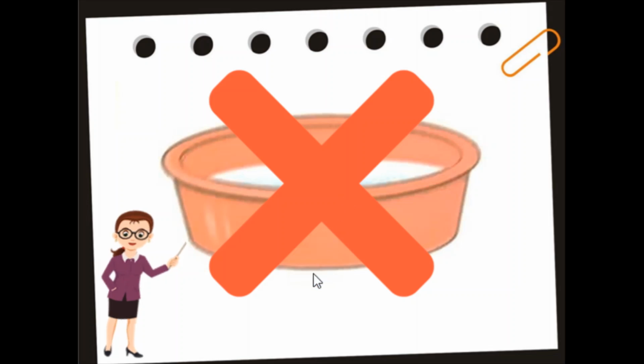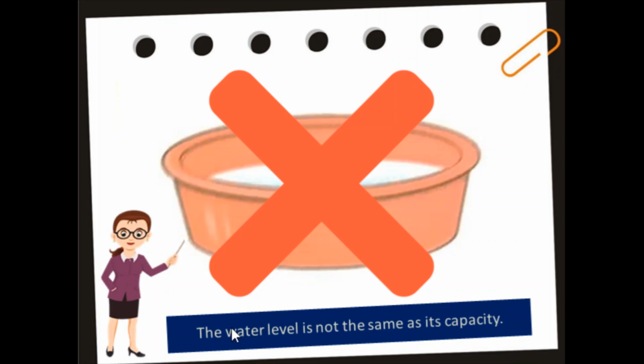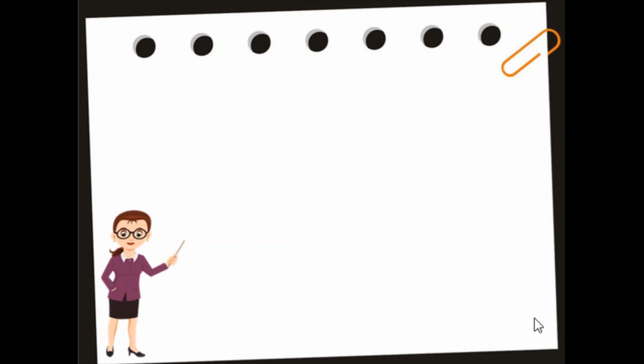So we shall say the water level, which is this white one, is not the same as its capacity. Again, the water level is not the same as its capacity. Why? Look at the basin. It's still here, but the water is over here. So, it's not the same at all. You got it? Let's have another example.